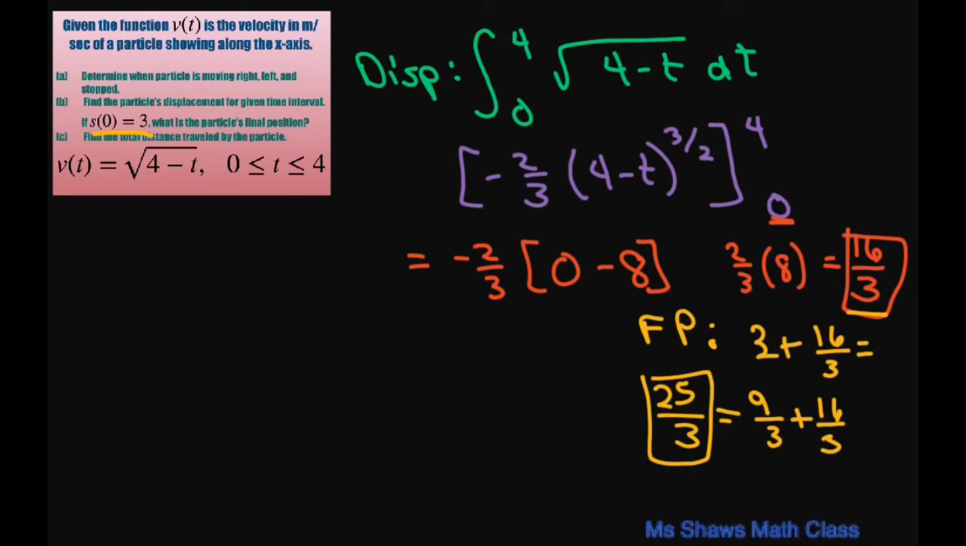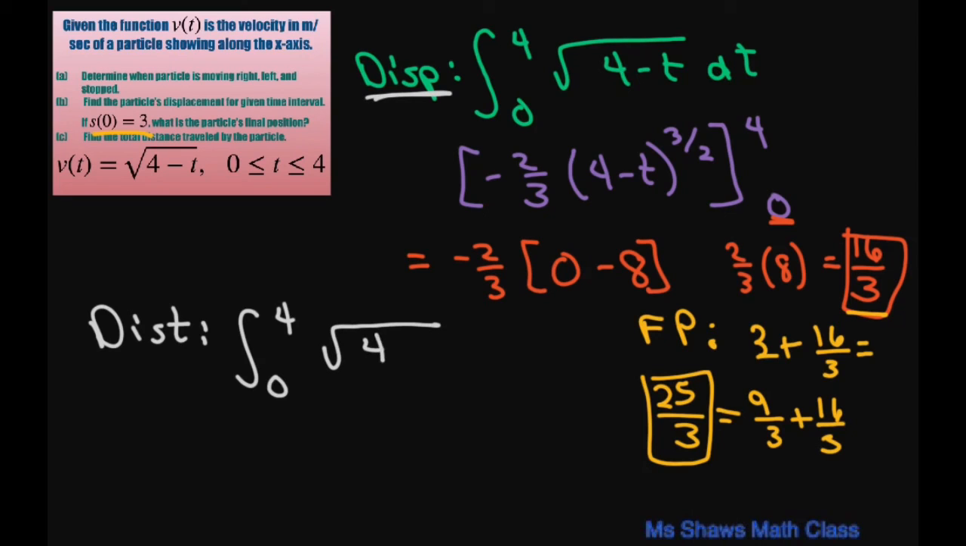And I think I can squeeze this one in. The distance is the same as the displacement because we don't have to actually do the absolute value on this one. Because remember, it's not moving left. It's always moving right, so it's always positive. So the distance is basically the same as what we just did. 0 to 4, square root of 4 minus t dt, and we got 16 divided by 3. So your total distance equals 16 divided by 3.